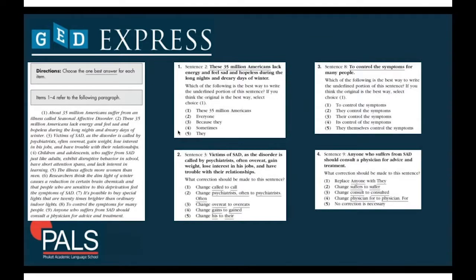Researchers think the dim light of winter causes a reduction in certain brain chemicals, and that people who are sensitive to this deprivation feel the symptoms of SAD. It's possible to buy special lights that are 20 times brighter than ordinary indoor lights to control the symptoms for many people. Anyone who suffers from SAD should consult a physician for advice and treatment.